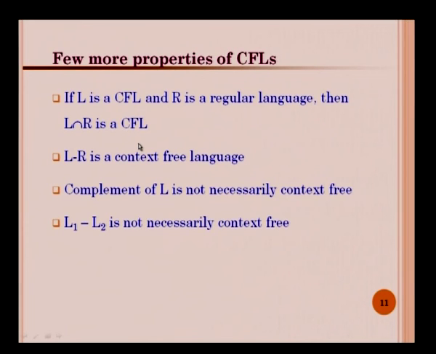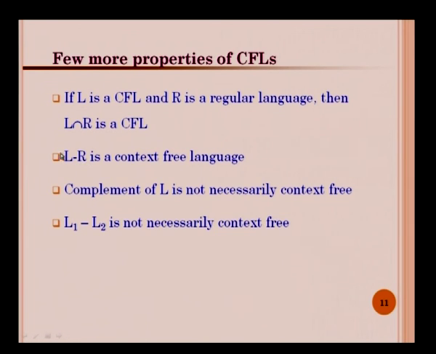To have more properties, the first one is: if L is a context free language and R is a regular language, then we can talk about the intersection of L and R. In that case, the language is definitely going to be context free. The one condition is that the second argument is not a context free language, but a regular language. We are very sure the result is context free, and we can prove it by constructing a grammar which recognizes the intersection of the context free language and the regular language. And L minus R means strings available in a context free language but not in a regular language.